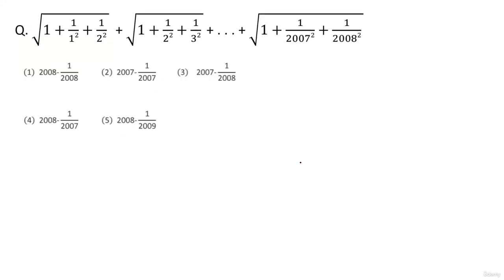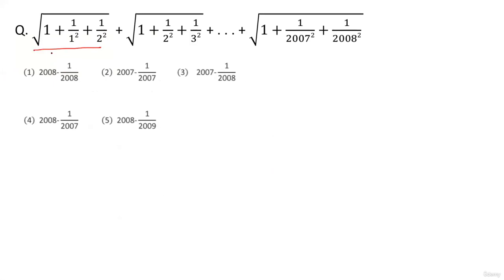Okay guys, so I want you to solve this question now. Find the value of the sum: square root of 1 plus 1 upon 1 square plus 1 upon 2 square, plus square root of 1 plus 1 upon 2 square plus 1 upon 3 square, up till square root of 1 plus 1 upon 2007 square plus 1 upon 2008 square. Find the answer. We can use induction to get the answer very easily.